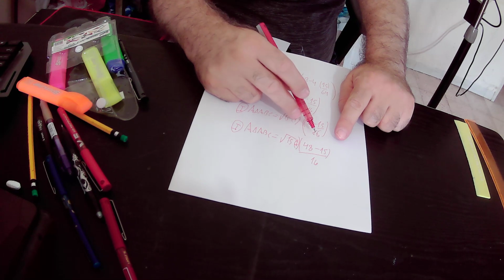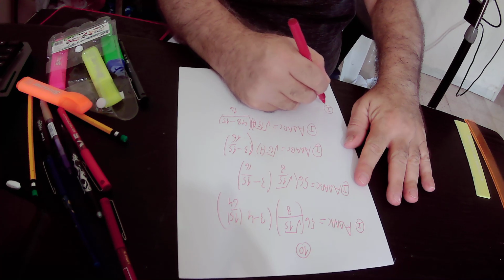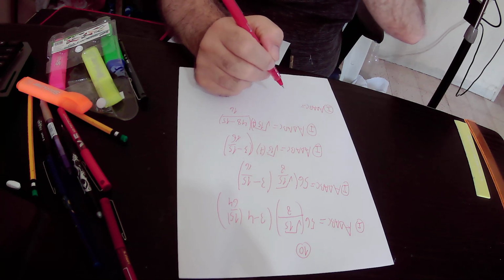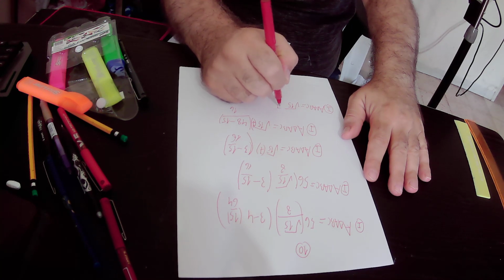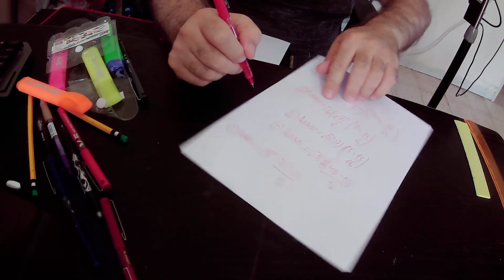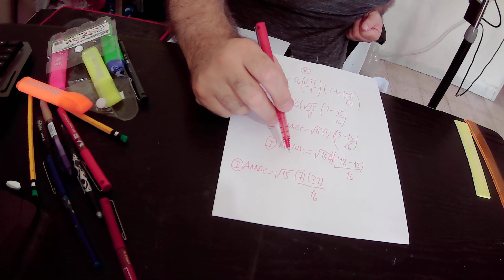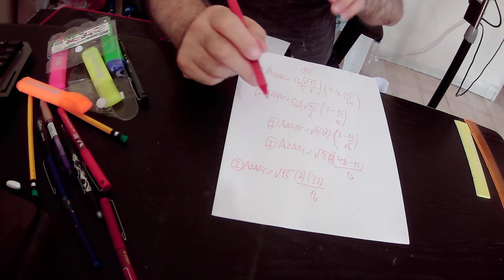And 48 minus 15 is 33, so I write it down. So the area of triangle ABC equals root 15 times 7 times 33 over 16. So here we got that the area of triangle ABC equals root 15 times 7 times 33. 33 times 7 is 231 over 16, so I write it down.